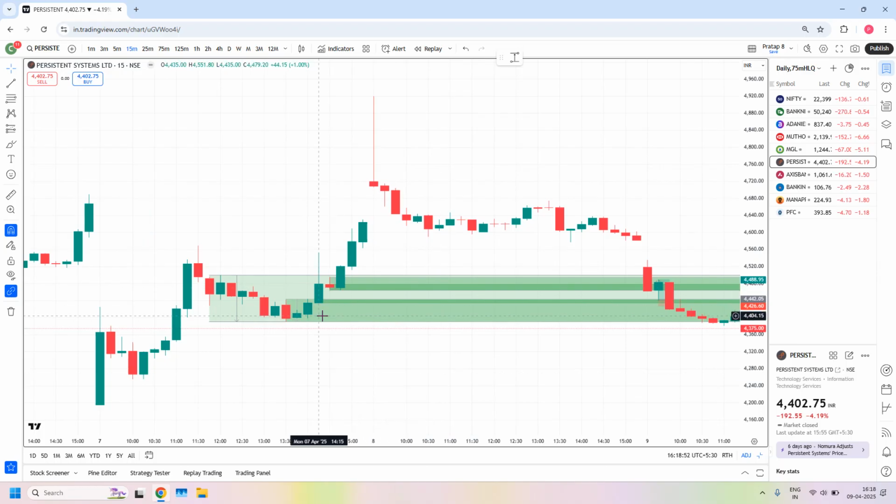Here we have 2 zones, 15-minute zones. One is a drop, 2 base candles and a rally candle. And another one is a rally, base, rally and follow-through candles. Both these zones are fine-tuned with the 5 minutes time frame.